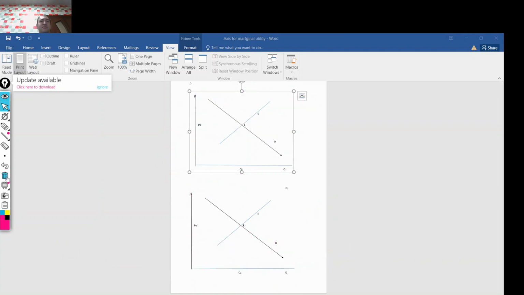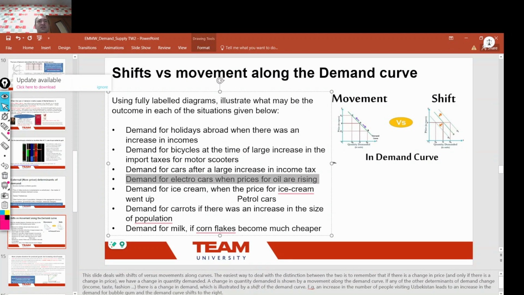And let's consider some such example where you have movements along the curves. This is the example, right? Demand for ice cream when the price for ice cream went up. We are done with petrol cars. Now, for change, let's illustrate the situation. We are asked to imagine what's happening to the demand curve for the ice cream when the price for the ice cream went up. The market is that for an ice cream.